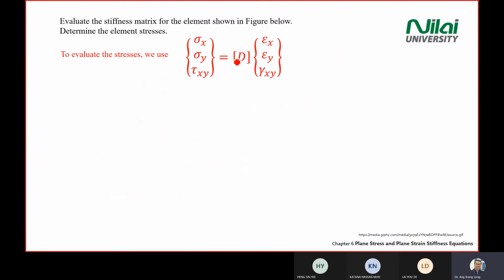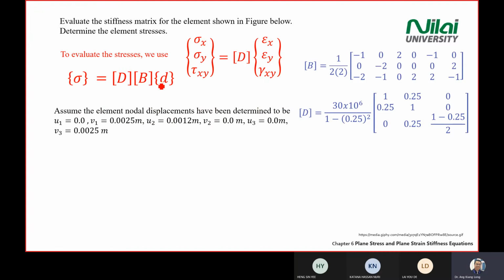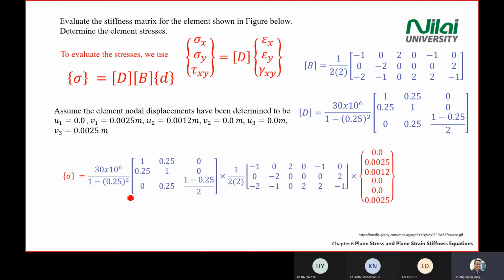Then you use the stress equals D times strain matrix. This one. So you do conversion: stress equals DB times the displacement. You have the D, you have the B matrix already. You have the displacement in standard form. So the DB matrix that you calculated previously, and then the displacements are given. The U1, V1, U2, V2, U3, V3 are given. So you put this information in the displacement matrix here, what I show on the screen here.